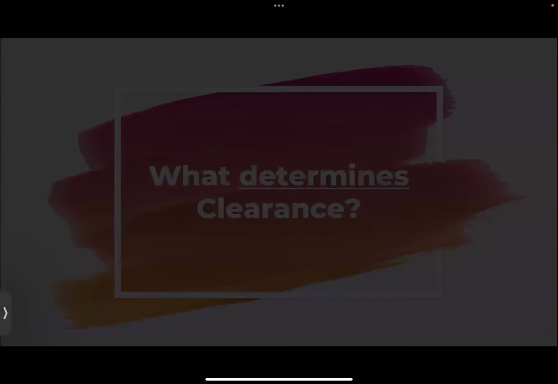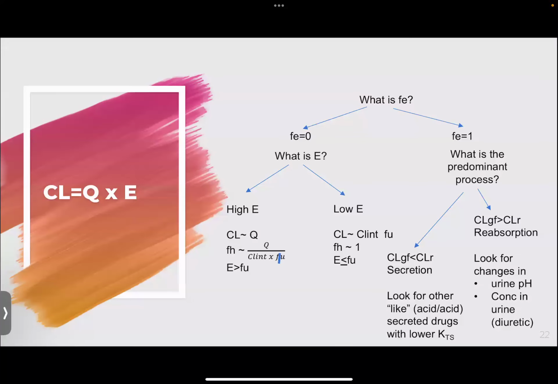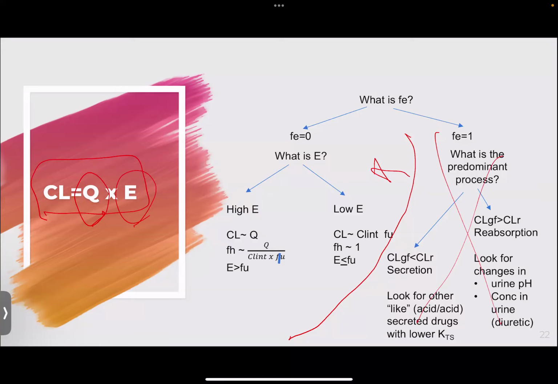Finally, clearance. What determines clearance? Well, we know that it's blood flow to the organ and the extraction efficiency of the organ. In general, clearance is Q times E. Now we're going to just work on this part of this flow chart because we haven't done this part yet. So don't worry about this right now. But you can come back to this to study for your final, which I would suggest.